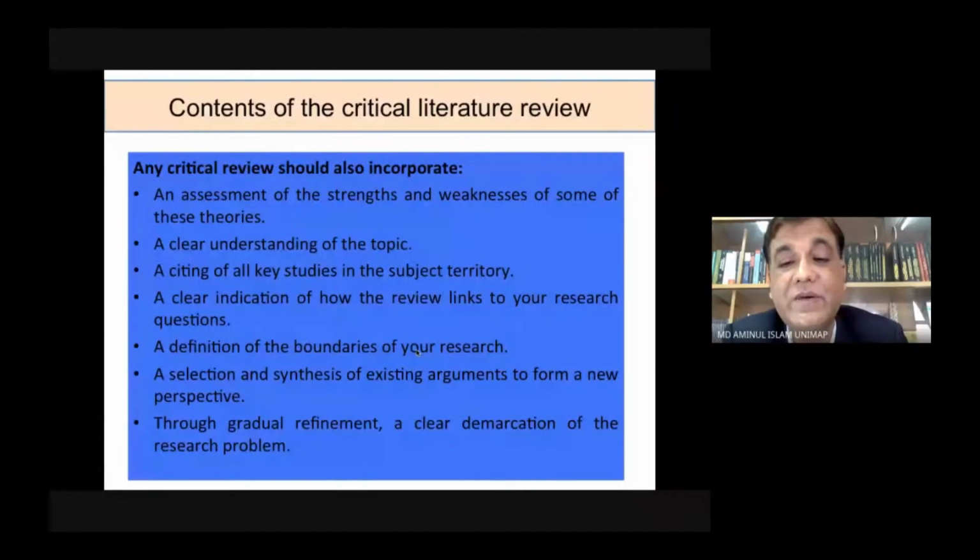You have a selection and synthesis of existing arguments. That's what I said earlier, your presentation should be coherent and cohesive, right? There should be a clear linkage between paragraph to paragraph, and ideas should be flowing from one to another. And through gradual refinement, a clear demarcation of the research problem would be done. So at the end of the literature review, we expect a summary that basically provides the research gap, okay? Sometimes we expect you to provide a summary table of literature and show where the gap is. All right, that makes it a critical literature review.